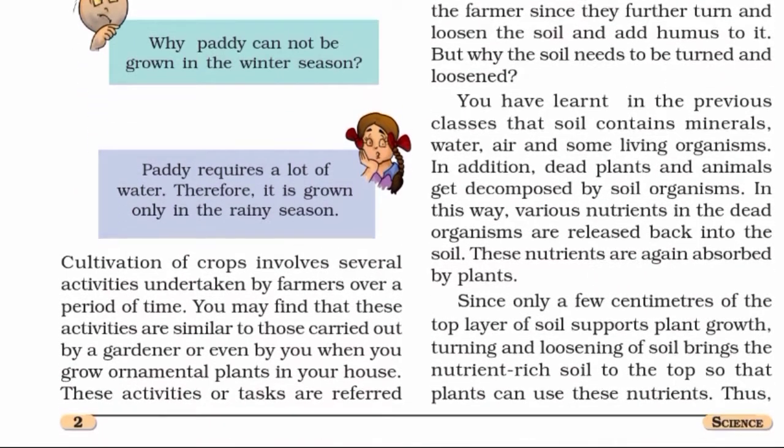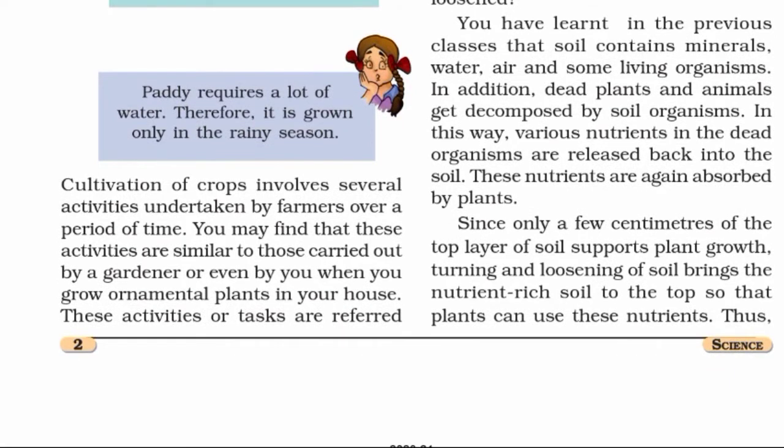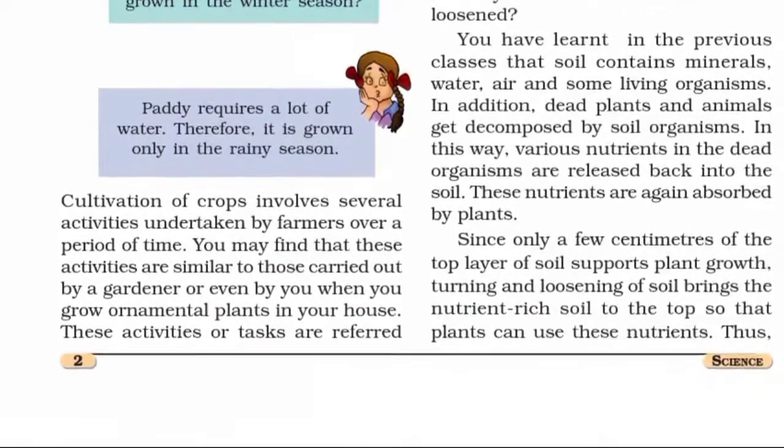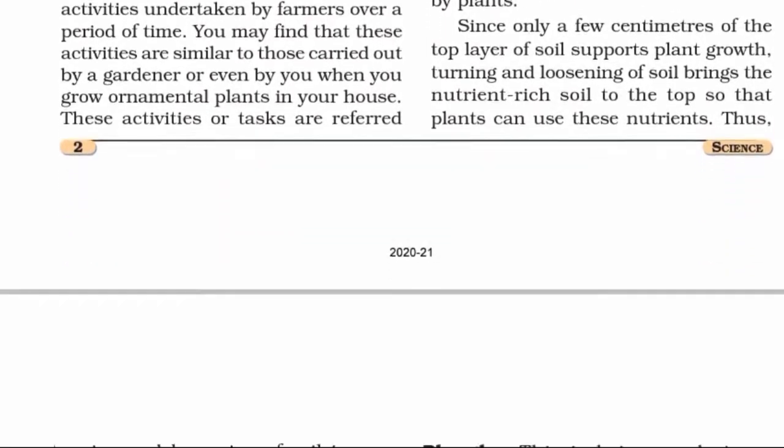You have learnt in the previous classes that soil contains minerals, water, air, and some living organisms. In addition, dead plants and animals get decomposed by soil organisms. In this way, various nutrients in the dead organisms are released back into the soil. These nutrients are again absorbed by plants. Since only a few centimeters of the top layer of soil supports plant growth, turning and loosening of soil brings the nutrient-rich soil to the top so that plants can use these nutrients. Page 3.